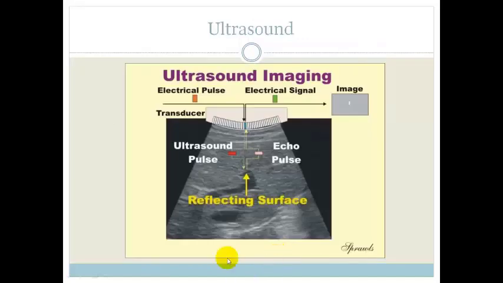So what does an ultrasound image look like? This is an ultrasound image. It's not a 3D one. Don't get confused. This is a perfectly normal ultrasound image. And what you can see is that there will be an ultrasound pulse which will go down. There will be a reflecting surface, and then it will be echoed back to the receiver, and you'll end up with an image, and that is the type of image that you will get.